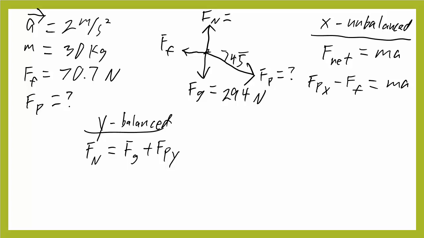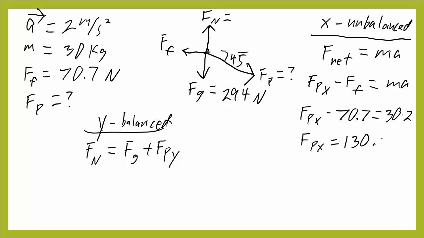Now in this equation, we have everything except Fpx, so we can solve for Fpx. We've got friction, that's 70.7. Mass is 30, and our acceleration was given as 2. So we crunch a few numbers, and we end up with Fpx equal to 130.7 newtons. Okay? Now we don't want Fpx, we want Fp, right?